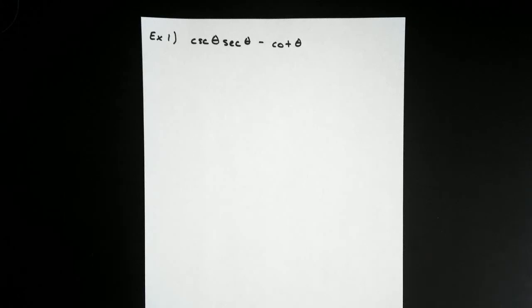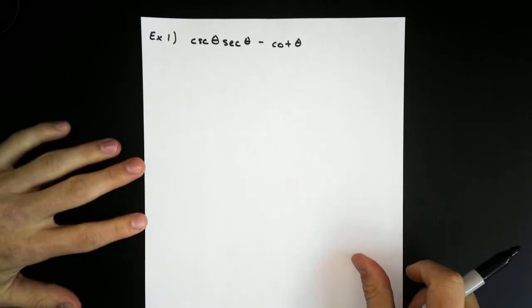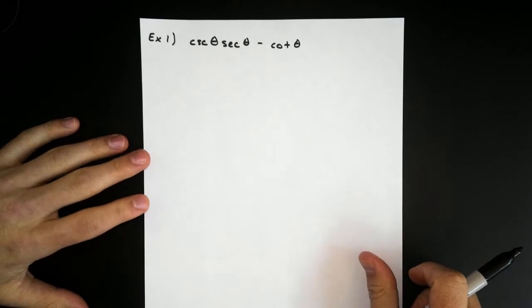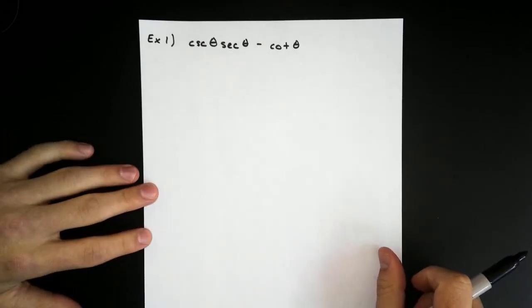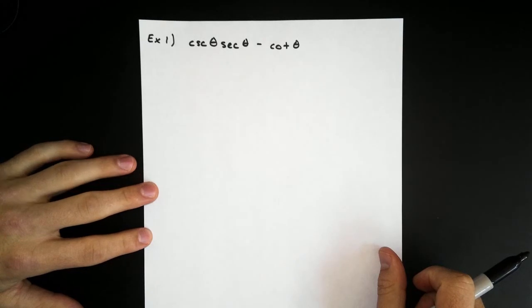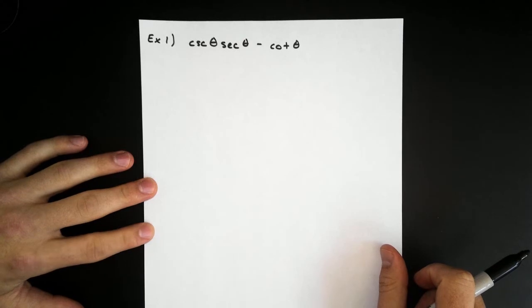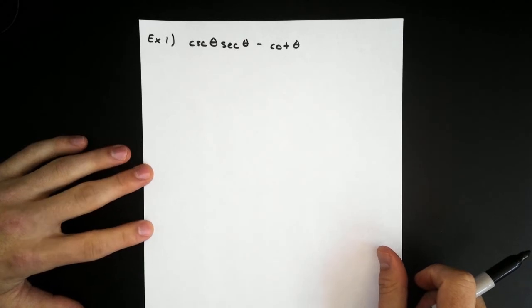Hello everyone. I'm going to do two examples of simplifying expressions that have trig functions in them. Now, when we are simplifying these, we have a couple options, and one of the best options to use is taking all of the trig functions and rewriting them in terms of sine and cosine.